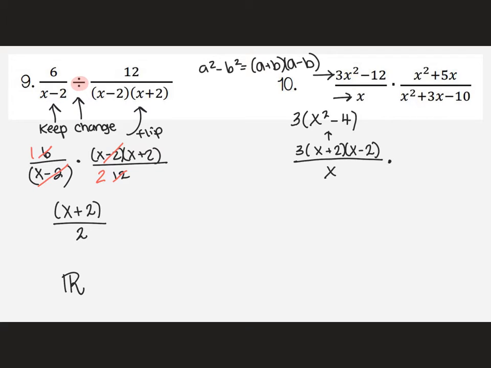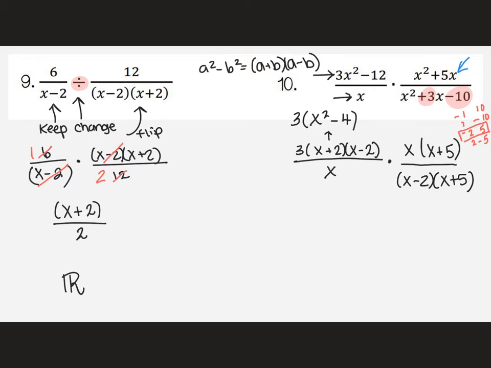Next, when I fully factor this numerator, I can factor out an x, and once I do that, I'm left with x plus 5. Lastly, when I factor the final denominator, looking for factors of negative 10 that add to be 3. So my choices would be negative 1 times 10, 1, negative 10, negative 2 and 5, or 2, negative 5. These two would add up to be 3, so those are the factors that I'll use. So x minus 2, x plus 5.